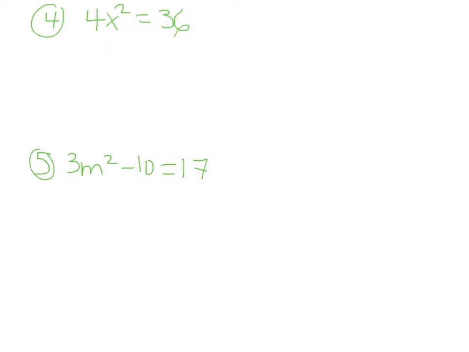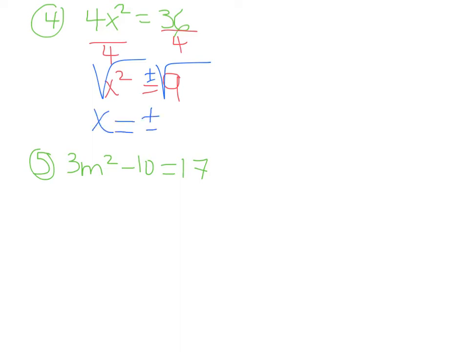So here I have 2 more problems. You are still solving for whatever your variable is. I would like you to pause and try them on your own. So for 4, we're going to start by dividing both sides by 4. We get x squared equals positive 9. Then we take the square root of both sides, and we're going to add in a plus and minus. We get x equals positive or negative 3.